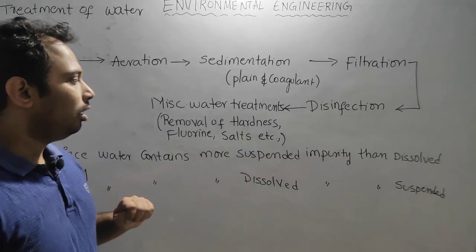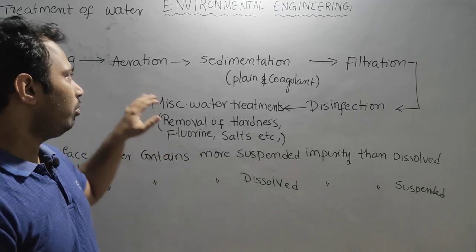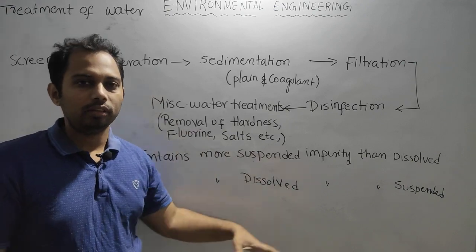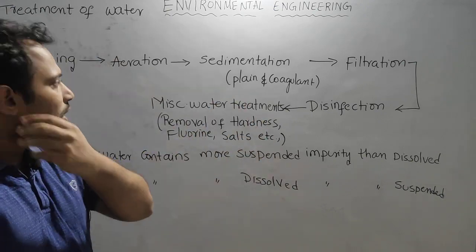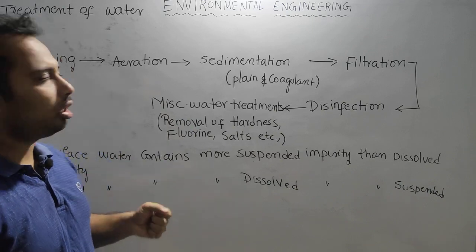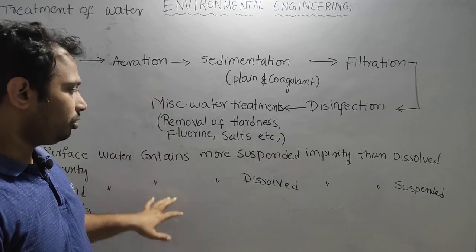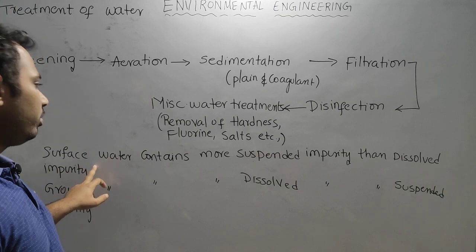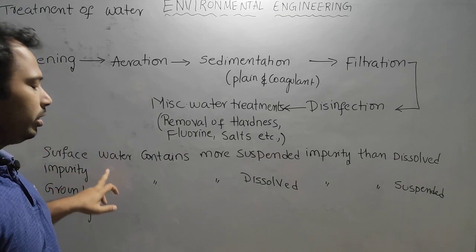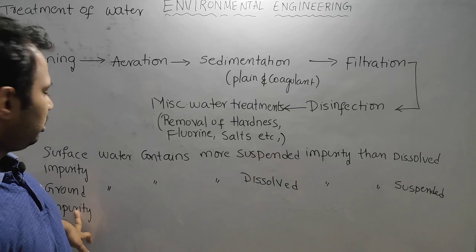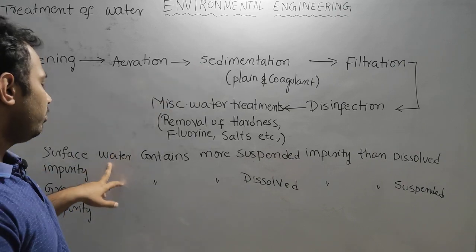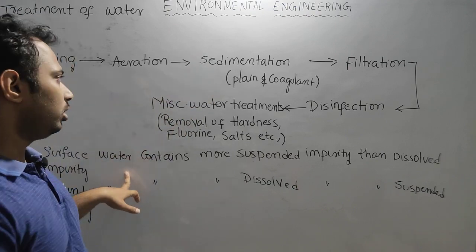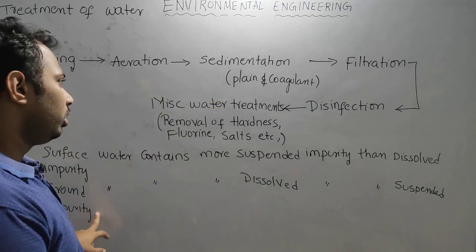That is why, if you are taking groundwater, we have no need of screening, but we need aeration, because by aeration you are artificially creating environmental interaction with the water. So aeration is needed for groundwater, whereas it is not needed for surface water. Screening is needed for surface water, but not for groundwater. Plain sedimentation is needed for surface water, but not for groundwater.